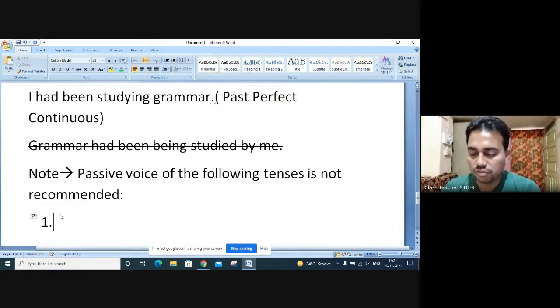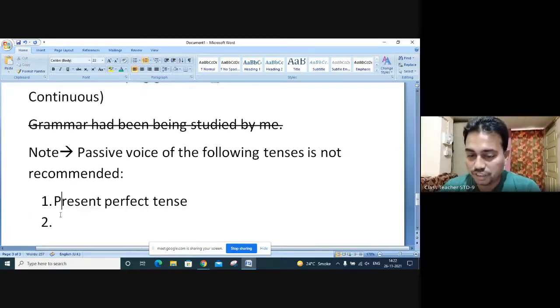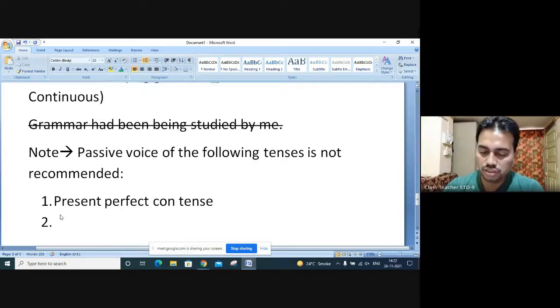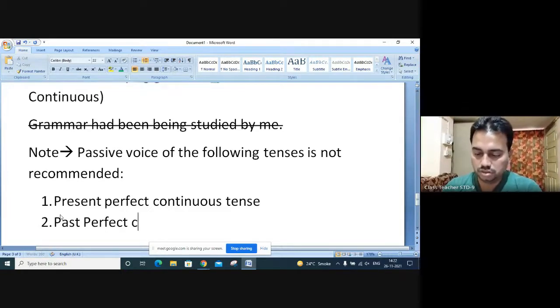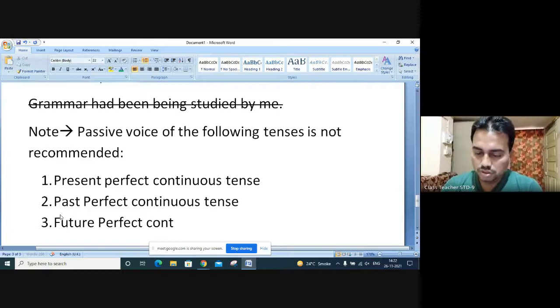What did we write as the first sentence? We found out that it is present perfect tense. Okay. Second, present perfect continuous tense. Present perfect continuous tense. Past perfect continuous tense. And future perfect continuous tense, all the perfect continuous tenses, and one more, future perfect continuous tense. And there is one more.